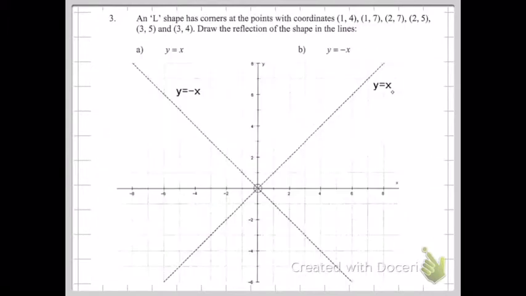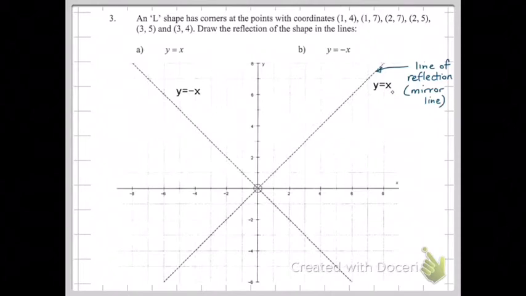Example 3 introduces the idea of reflection. We're going to reflect a certain object which has an L shape around the lines y equals x and y equals -x, which are plotted as dotted lines on the diagram. These lines will be what is called a line of reflection, which is also sometimes known as a mirror line, because effectively when you reflect an object you're producing a mirror image of the object.